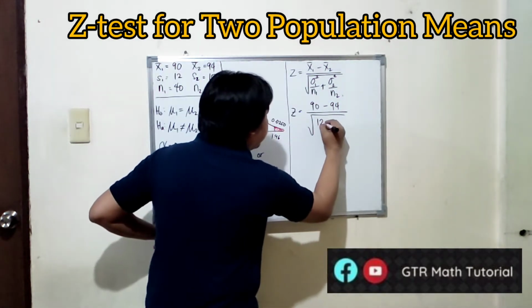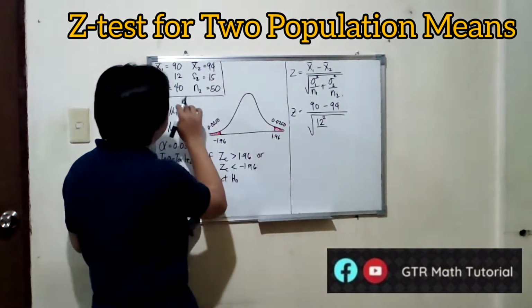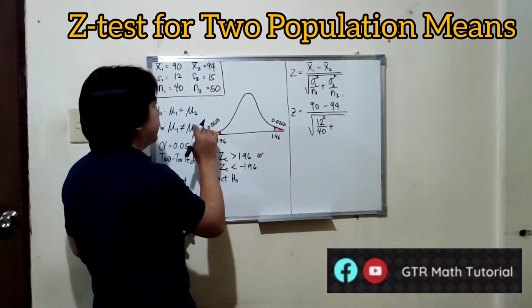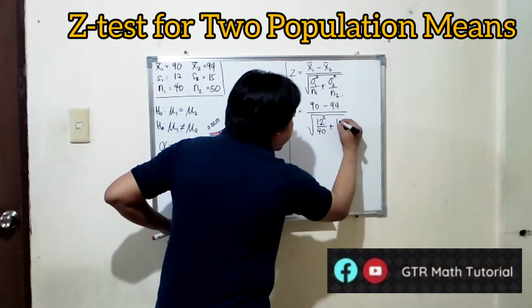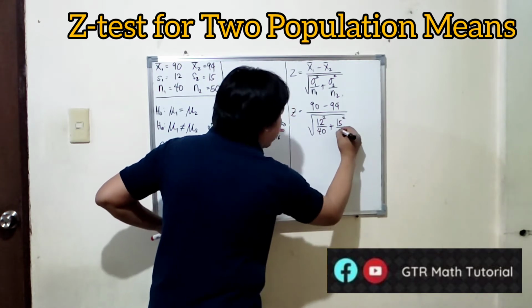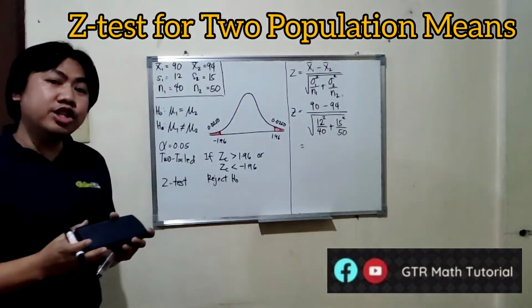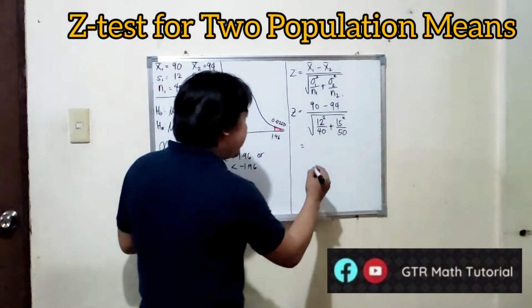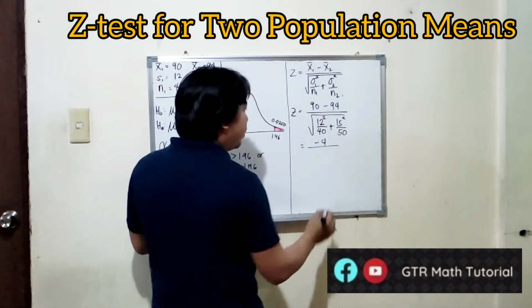So we have 12 squared over 40 plus sigma sub 2, so 15 squared over 50. Okay, so just use your scientific calculator. So just subtract the numerator. So we have 90 minus 94, that is negative 4.